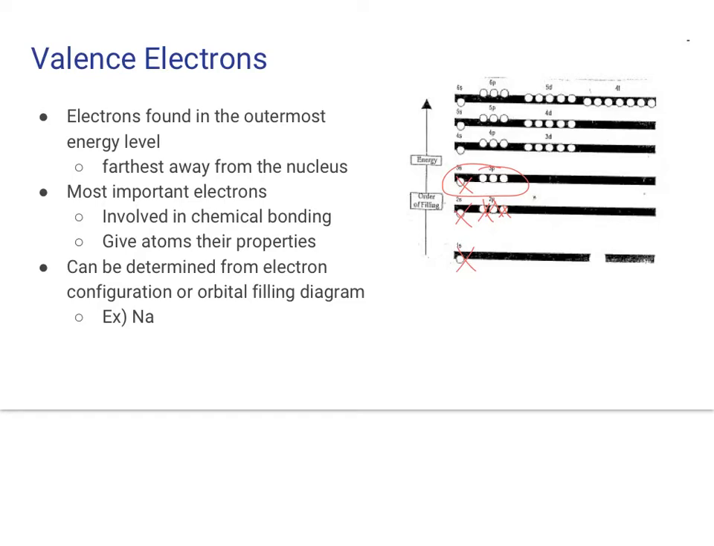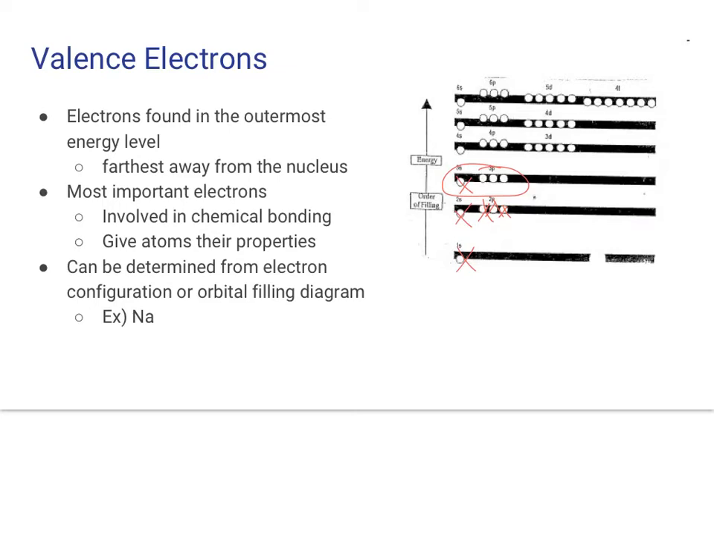Okay, the valence electrons are the most important electrons in an atom because they are involved in chemical bonding, which we will get to next term, and they are also responsible for giving atoms their properties, which we will talk about in our next unit.